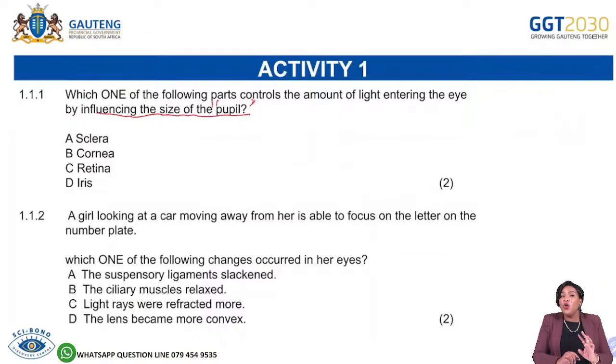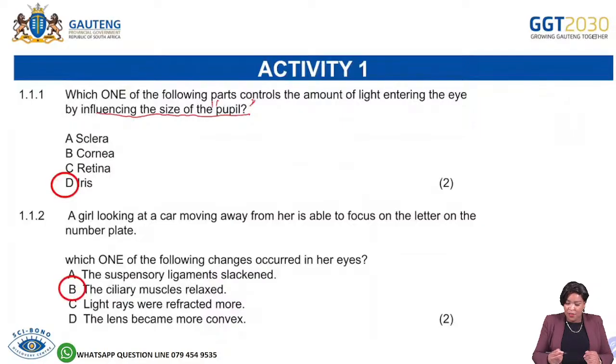So you must know the parts of the eye like you know yourself. When you come from the front to the back, you must know each and every part where it is situated, like you were shown earlier. And then the iris. Now you think, which part is the iris? So out of all these four parts, which one can help to influence the amount of light that is going to enter the eye? So let us take a look at our answer.